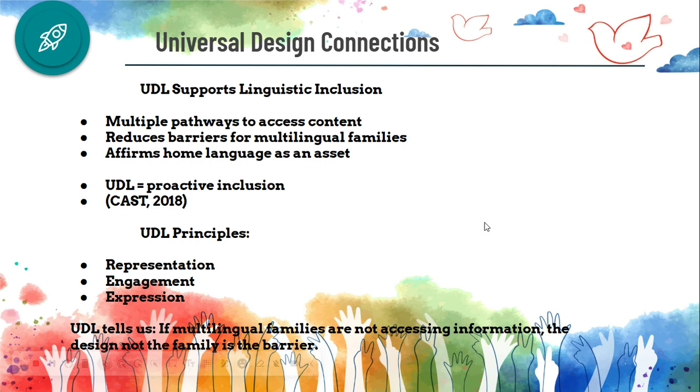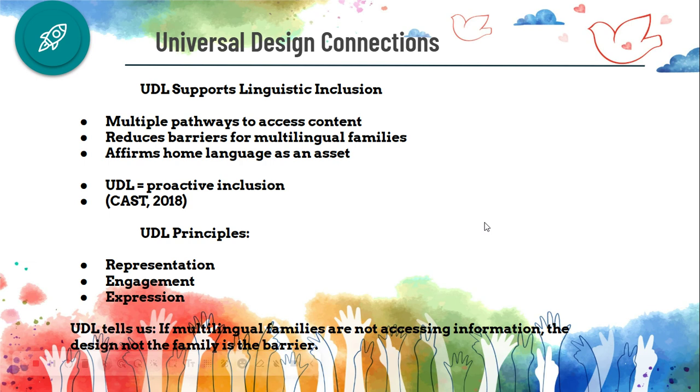Translated materials, visuals, icons, captioned videos, and multilingual newsletters. Garcia and Cleffin show that representation through multiple formats increases comprehension in emergent bilinguals. Number two, multiple means of engagement. When families receive communication in their home language, engagement rises. Offering choices like phone calls, text, videos, and translated documents reduces fear and increases trust.